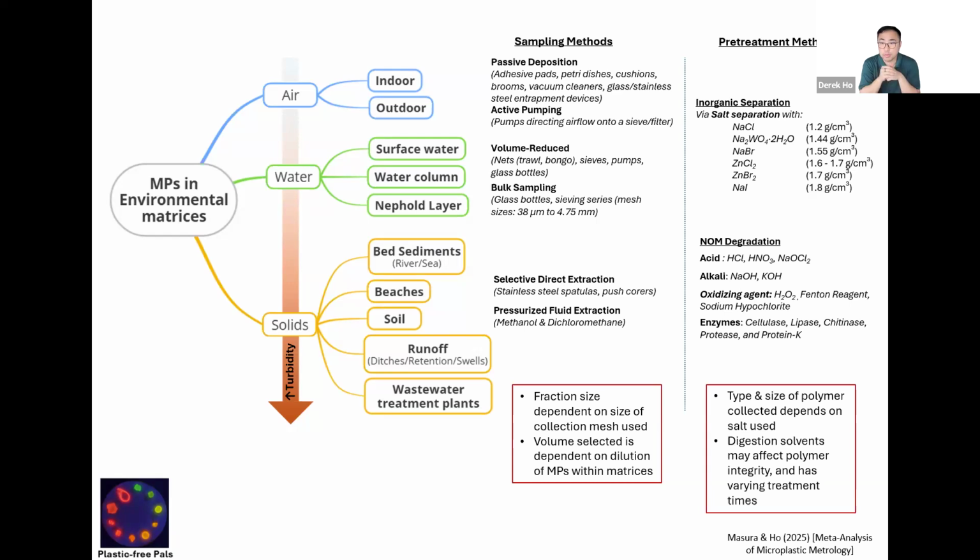So we have to be careful with which type of pretreatment methods we use, because the type and size of the polymers will be dependent on our pretreatment methods. And be warned that the digestion solvents may affect the integrity of our plastics and vary our treatment times.